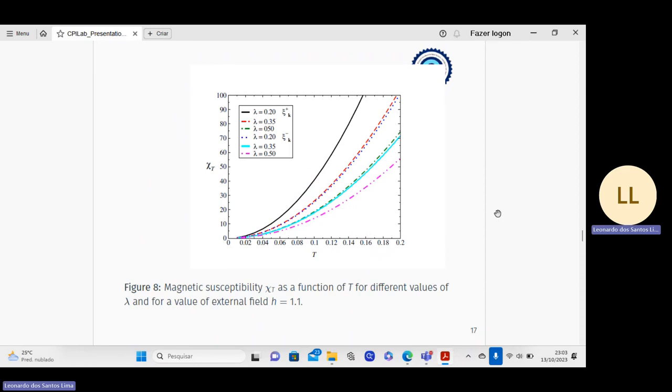In figure 8, I obtain the magnetic susceptibility behavior of the system as a function of temperature for different values of anisotropy lambda and for a fixed value of external field H equal to 1.1. I obtain a strong variation with the anisotropy of the system lambda for different modes of magnons.